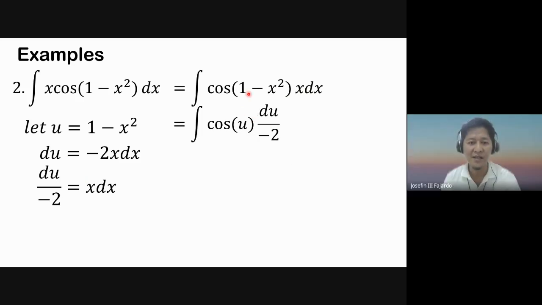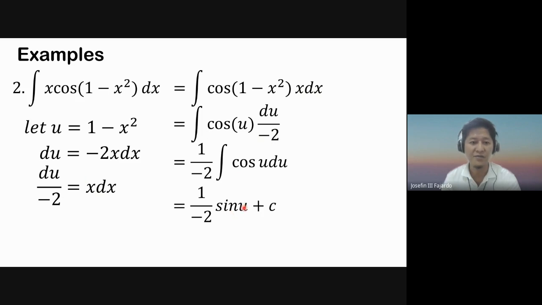Okay, so again, pinalitan lang natin ito ng u, ito pinalitan natin ng du over 2. And then here, itong 1 half na to, or negative 1 half, pwede natin siyang ilabas. So, ingat to. And then the integral of cosine u now will just be sine u. So, ito na siya. And then I now replace the u with the previous variable in terms of x.